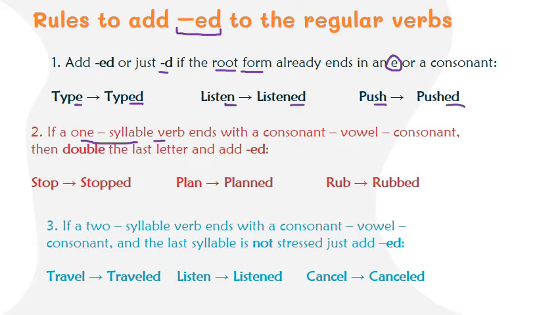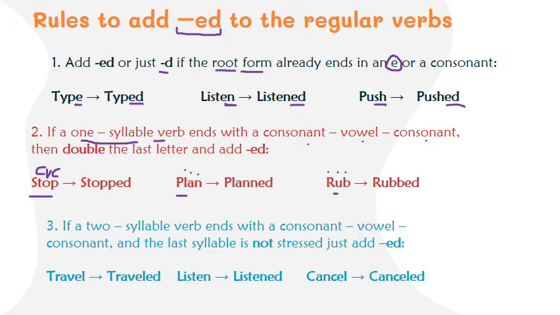So if I have a one-syllable verb, as in stop, one syllable, or plan, also one syllable, or rob, one syllable, and it ends with a consonant, then vowel, then consonant, as you can see: consonant, letter T, vowel, letter O, and consonant, letter P. Also here, consonant, vowel, consonant.